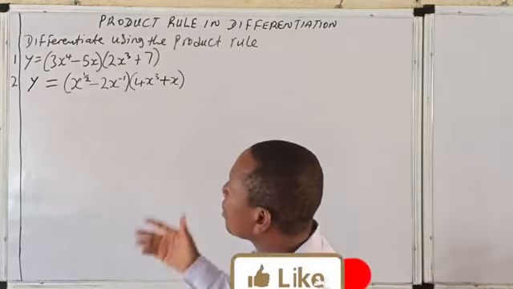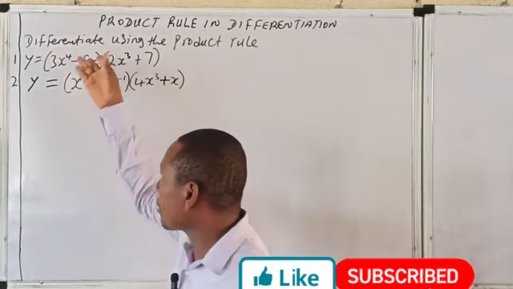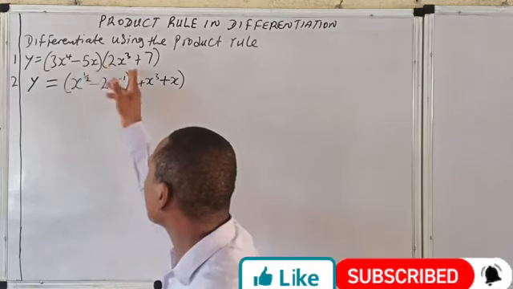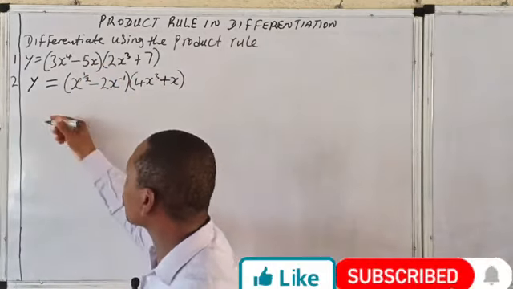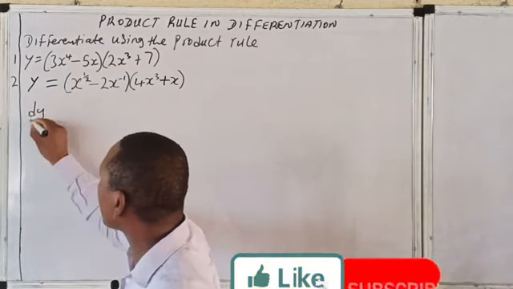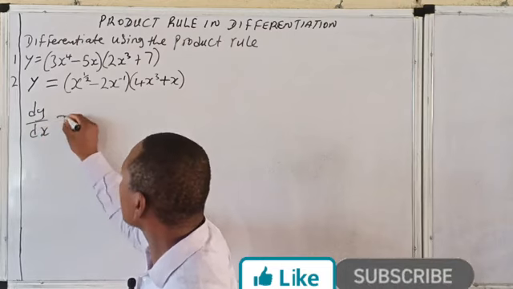Now, whenever I ask you to, for example, differentiate this, you have two different functions. So you want to use the product rule. Use this formula: dy/dx is equal to what?